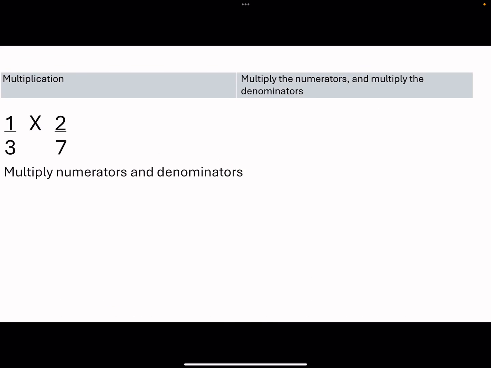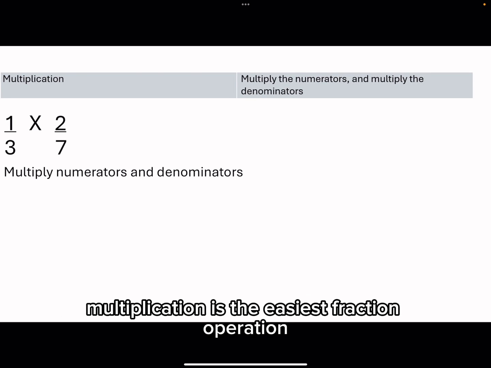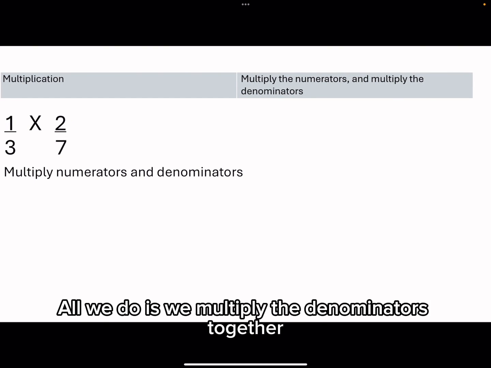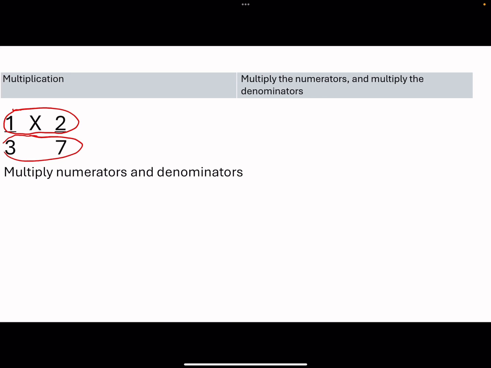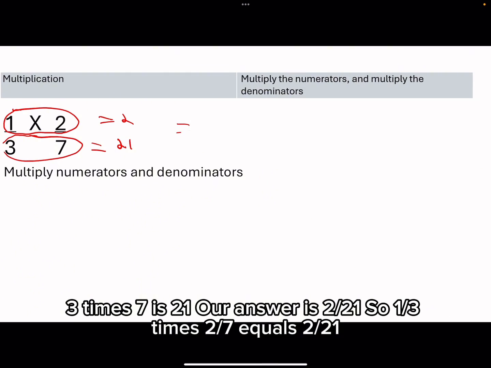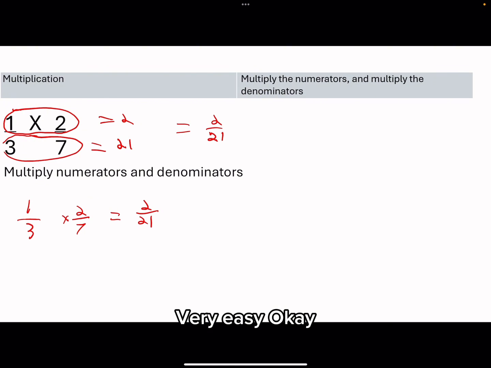Okay. Multiplication is the easiest fraction operation. All we do is we multiply the numerators together, and we multiply the denominators together. Okay, 1 times 2 is 2. 3 times 7 is 21. Our answer is 2 over 21. So 1 over 3 times 2 over 7 equals 2 over 21. Very easy.